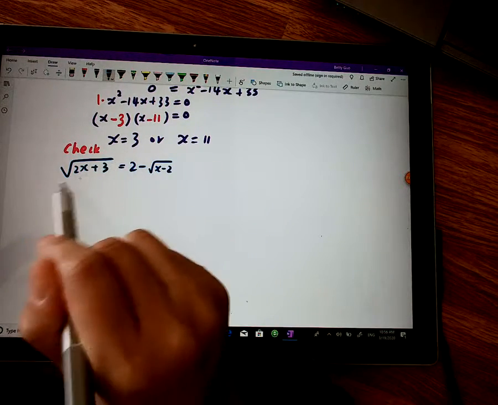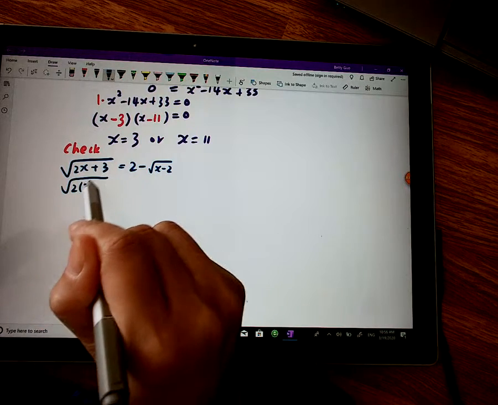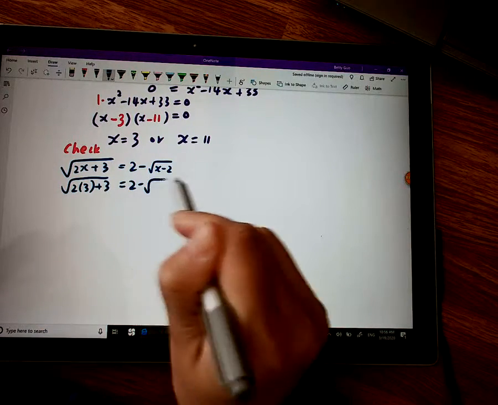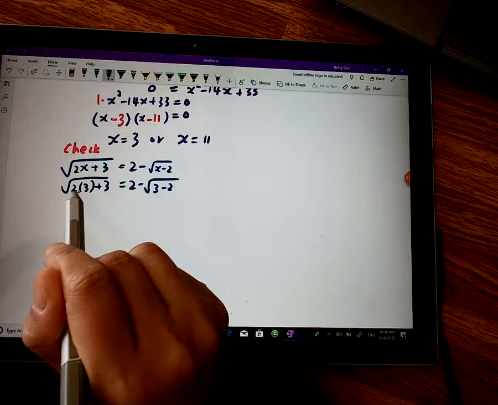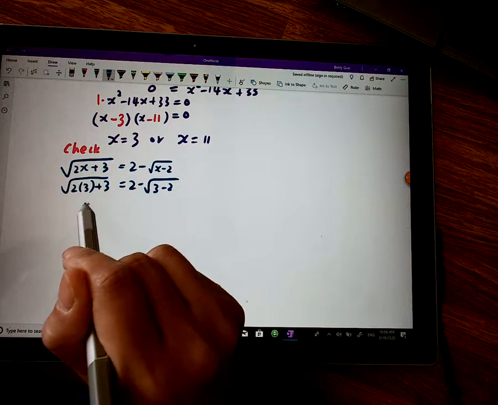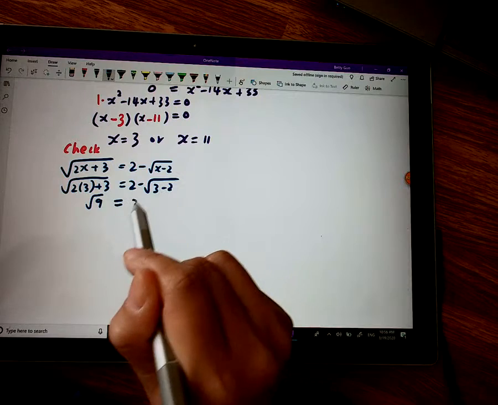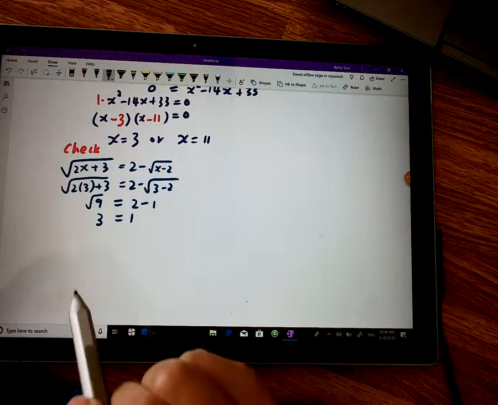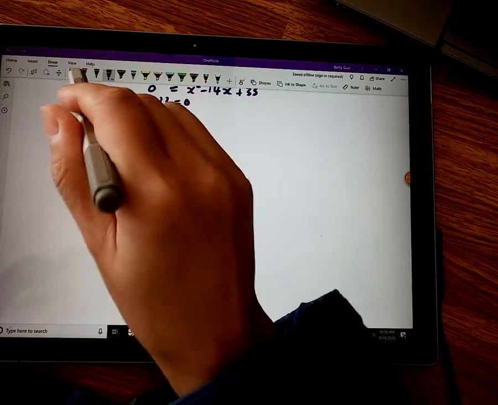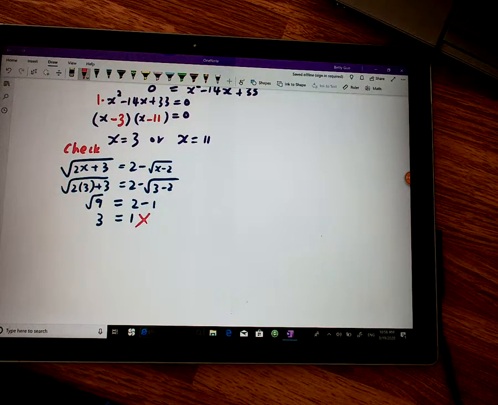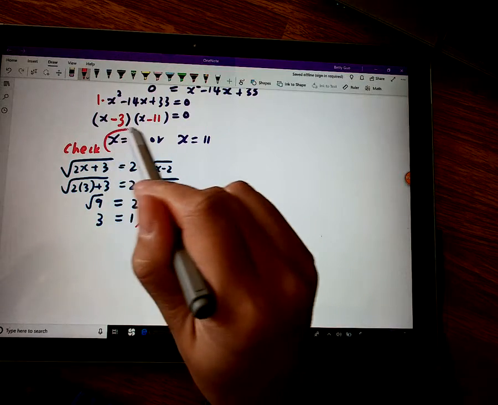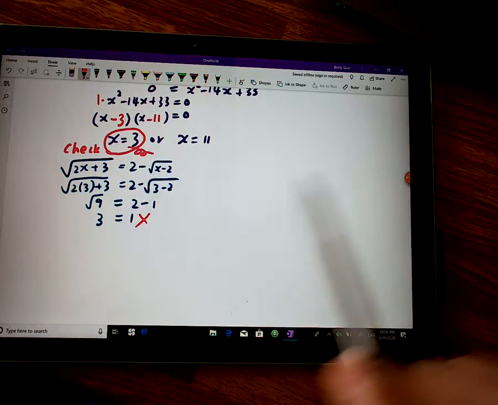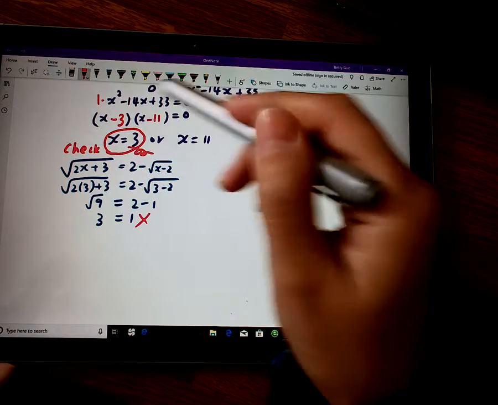Let's plug in x equals 3 here. 2 times 3 is 6. 6 plus 3 is 9. Root 9 on the left. 3 minus 2 is 1. Root 1 is 1. 3 equals 1. Yeah, what is that? We have a contradiction. Do you see that? What does that mean? 3 is not equal to 1. We are clear about that. It means x equals 3 is not a solution. It is extraneous.